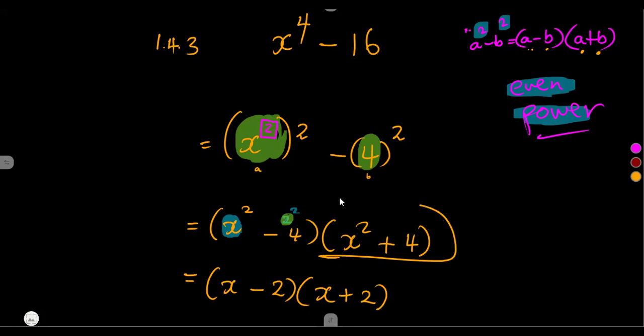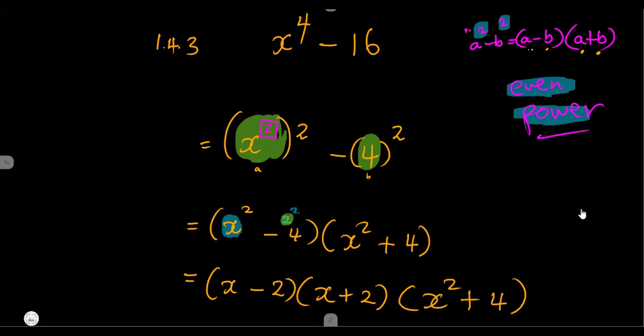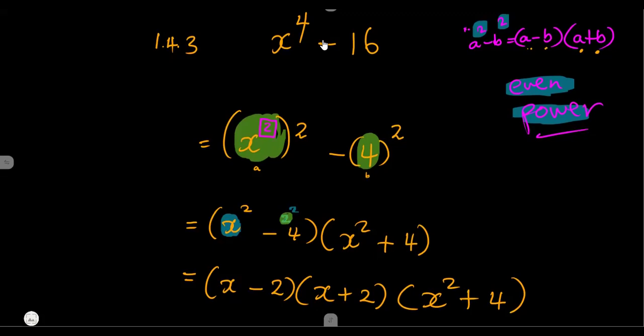Remember, I said this one cannot be factorized. So it will just remain as it is, x squared plus 4. A sum of 2 squares cannot be factorized. It's not a sum of 2 cubes. Remember the cubes, x cubed plus y cubed. That one can be factorized, but not a sum of 2 squares like this. This one cannot. Remember your basics.